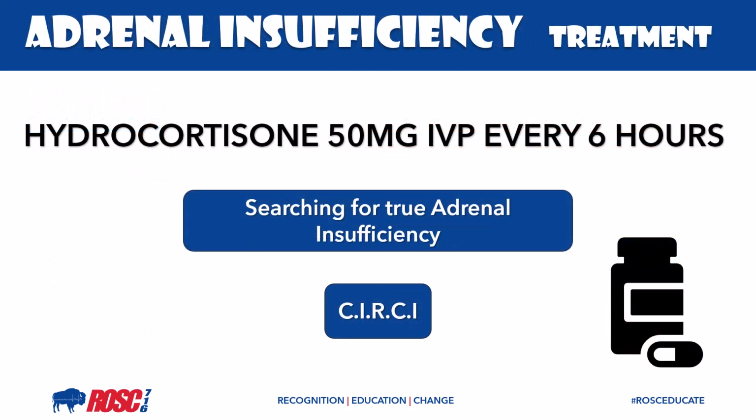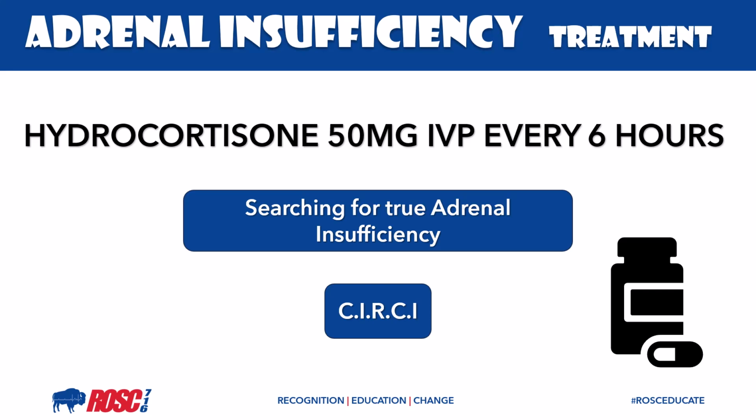All right, the last few slides have been some pretty complicated stuff, but good news is that treating, at least in the ICU when somebody's in shock, is easy. It's hydrocortisone, 50 milligrams, IV push every 6 hours. If you're searching for true adrenal insufficiency, it would behoove you and the patient to spend the time doing the workup before starting the hydrocortisone.